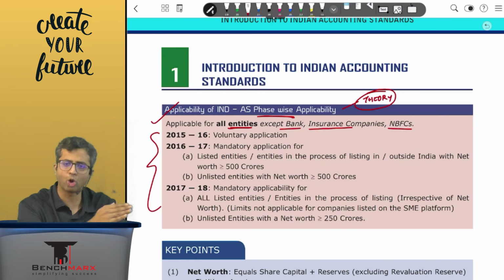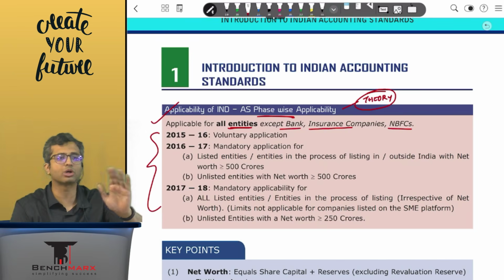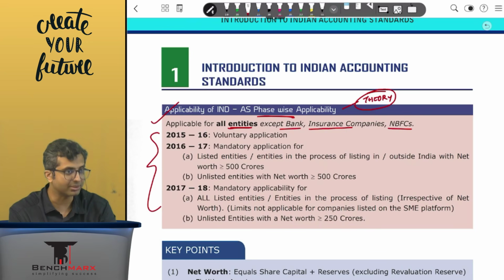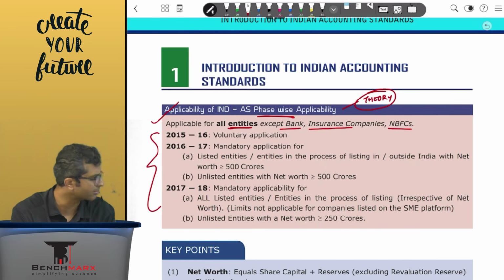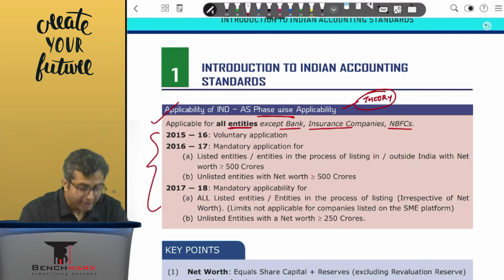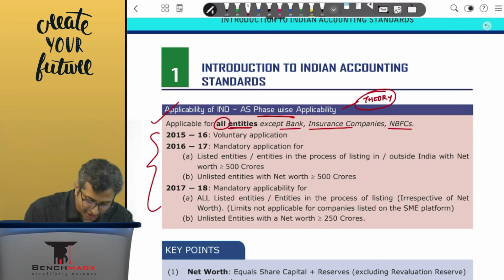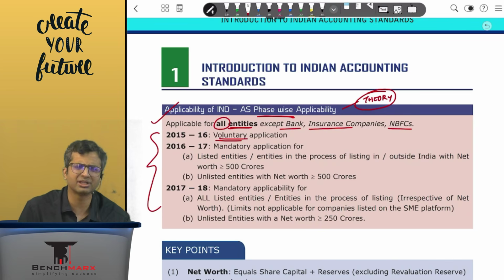अभी के लिए all your sums in all your papers are going to come for other than banks, other than insurance, other than NBFCs. You are going to study for normal companies, but banks वगैरह क्या है will see on the other side of the break. अभी के लिए अपन normal company का देखते हैं, ये ज़्यादा important है. So it is applicable to all entities other than banks, insurance companies and NBFCs, where 2015-16 was a voluntary application. Are we clear with this?